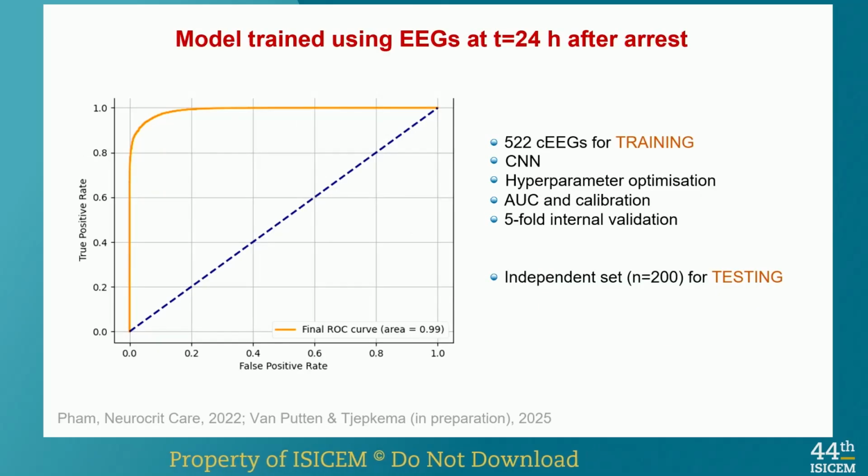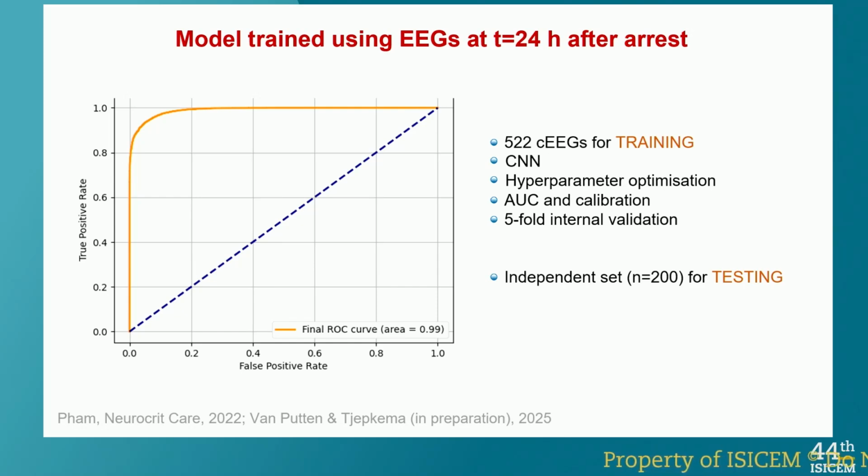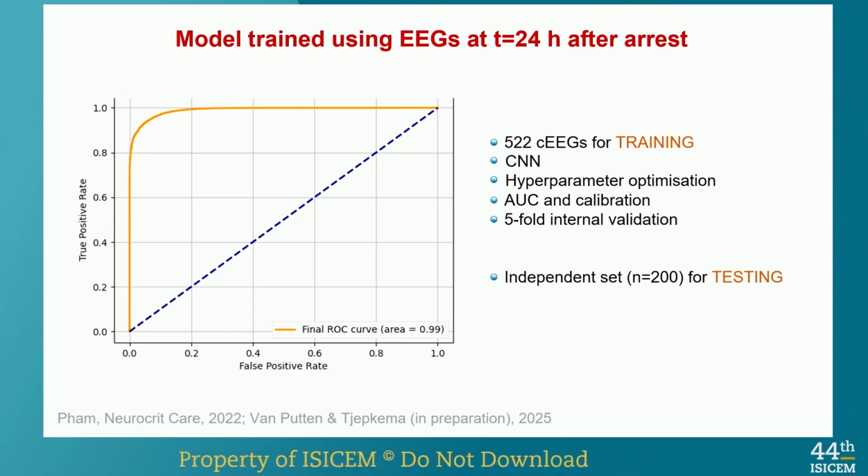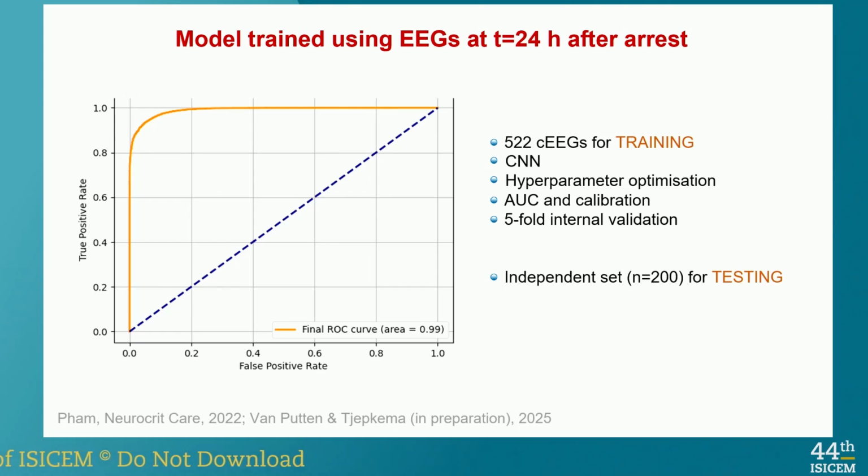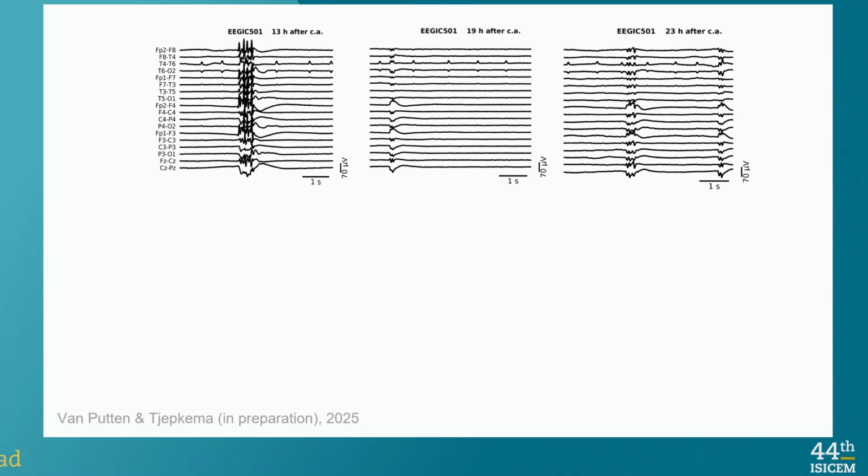EEG patterns like this. And this is recent work where we trained a deep neural network with over 500 continuous EEG recordings. We used a convolutional neural network with hyperparameter optimization. We optimized it both for the area under the curve and so that the calibration would be sufficient, including 5-fold internal validation. At present we are working on the validation with an independent data set for testing. But the first results look quite promising. The ROC is almost too good to be true, but we really took care of not over-optimizing and not over-fitting. But of course, eventually we need external data. But this is an example.